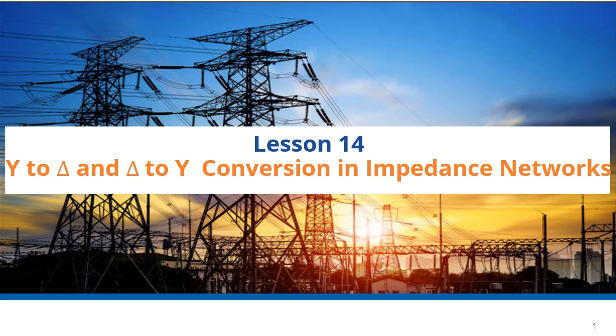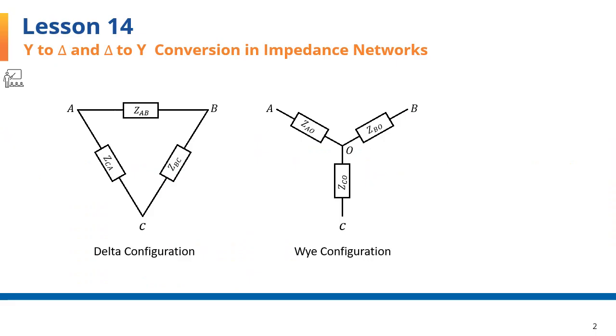Greetings, welcome to the 14th lesson in a series of lessons on basics of power systems engineering. In a previous lesson, I covered the Y to delta and delta to Y conversions in resistive networks. The current lesson extends the coverage of these conversions to impedance networks.